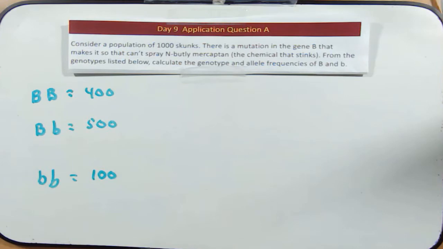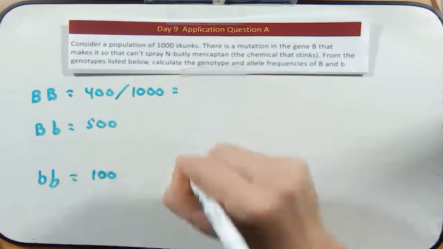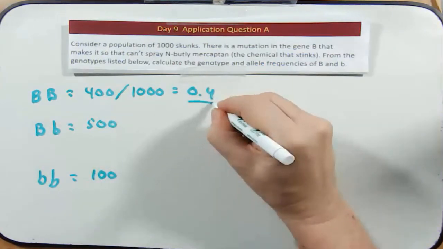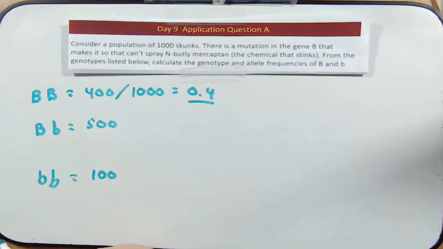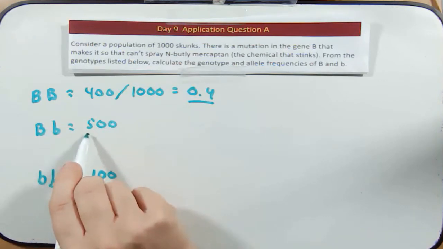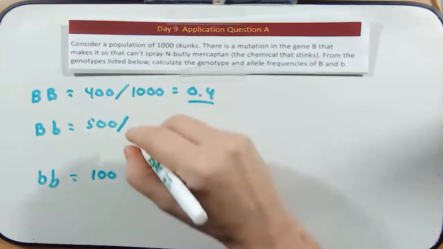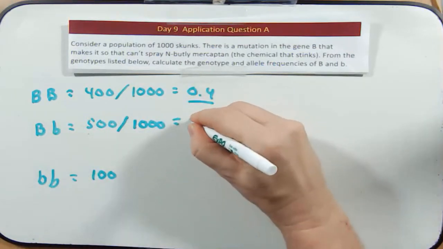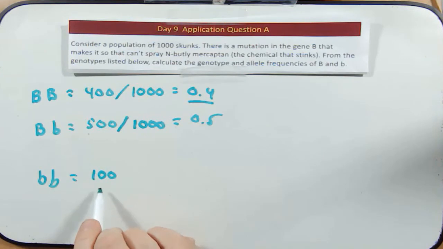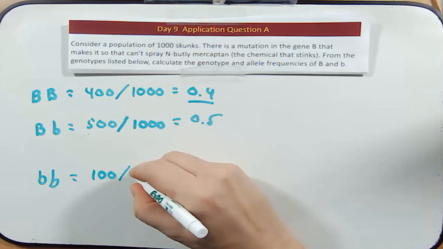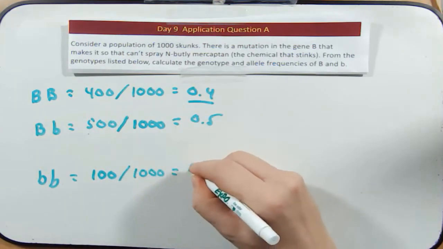So in order to calculate the frequency of big B big B, we'd divide 400 by the total number of skunks, 1,000. And that is equal to 0.4, which is the same as 40%, but it's best to keep it in the decimal form. Same logic here with the heterozygotes, big B little b. There are 500 skunks that are the heterozygote. We divide that by the total number of skunks, 1,000, and that is equal to 0.5. And we know that there are 100 skunks that are homozygous recessive, little b little b. We want to know their frequencies. We take 100, we divide that by 1,000, and that is equal to 0.1.